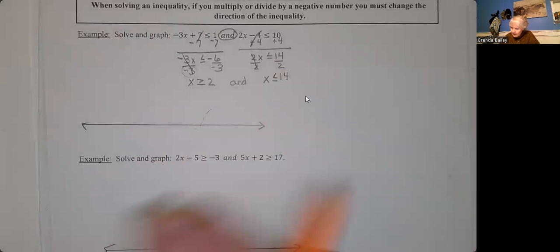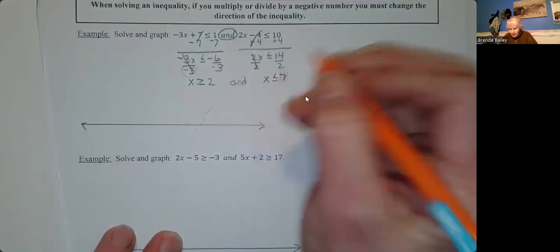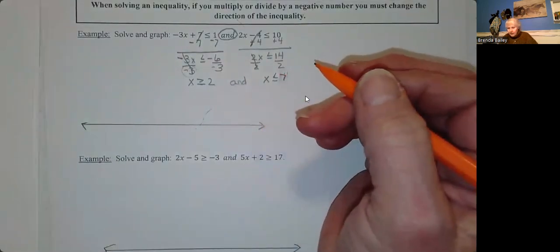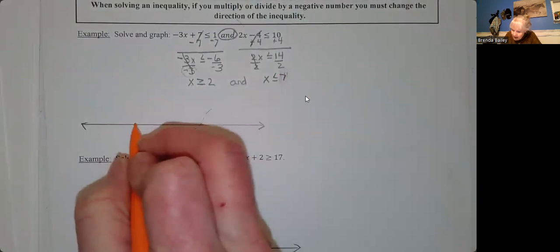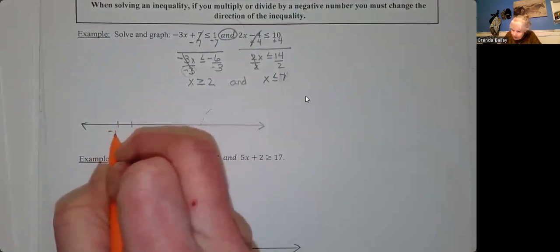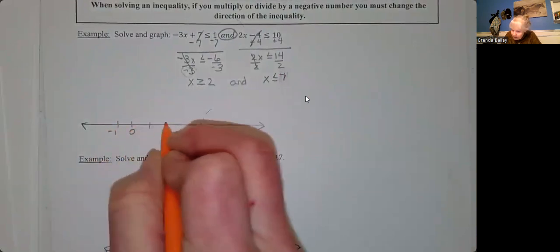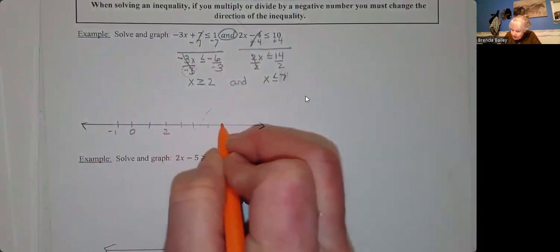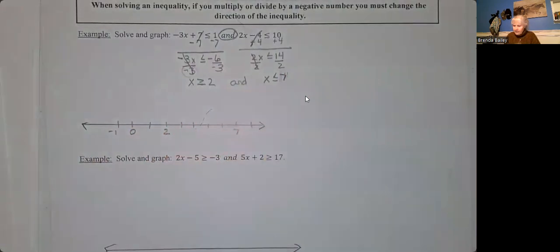So looking at this, oh, sorry, I put 14 and I meant to put a 7. Sorry about that. There. Okay, thought that was a little bit large. We've got -1, 0, 2, 3, 4, 5, 6, 7, and then 8. Let's do the 2 first in red.